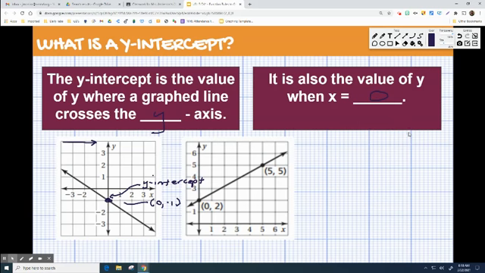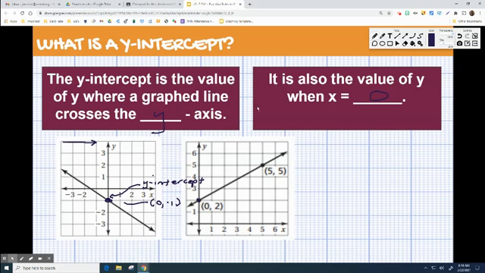Here's another one, and hopefully you can see where that y-intercept is. Hopefully you said, yep, it's right there, Mrs. Anderson. It's at (0, 2). Yes, that's our point of intersection, and it's called the y-intercept.